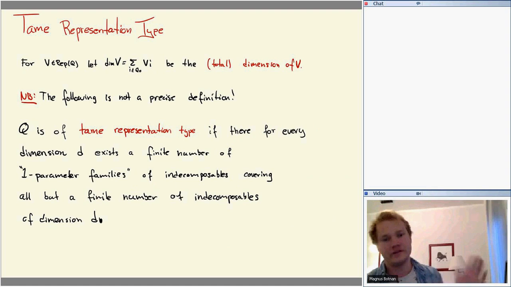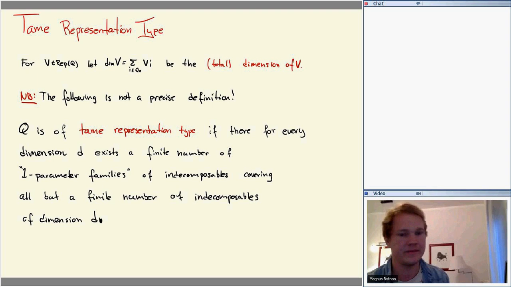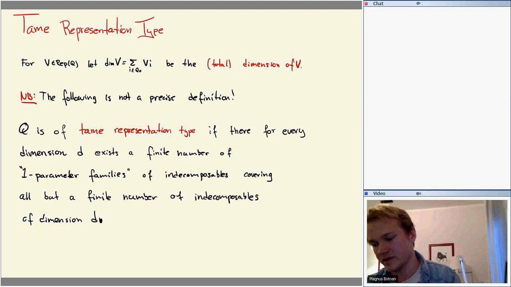So that's the idea for tame representation type: the one-parameter families depend on the parameter lambda, they depend polynomially on lambda, and they cover everything except for a finite number. So tame means that it's not finite, but you also know fairly well what's going on.